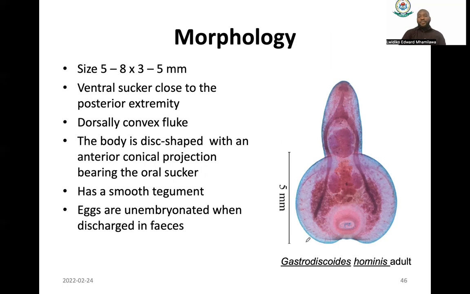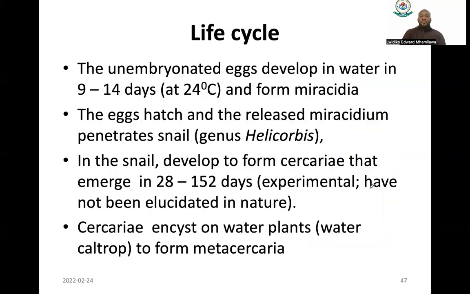It has a discoid shape and a projection. It's also slightly big, and the ventral sucker is close to the posterior extremity here. The dorsally convex fluke has a body of this shape with an anterior projection and a smooth tegument. Tegument is a skin, so the skin is very smooth. And the eggs are unembryonated when in feces.